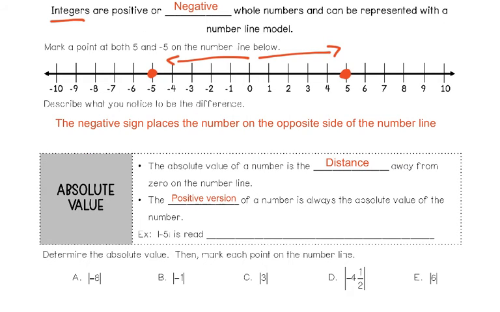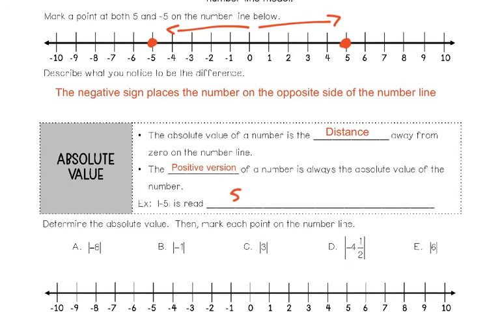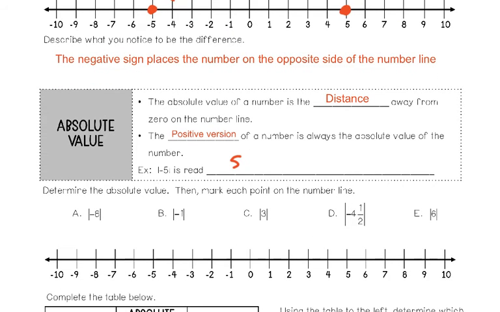This means that no matter how you slice it, the positive version of the number is the absolute value of the number. So for example, if I put an absolute value, this is what the absolute value symbols are, basically two little bars, and it squishes out the negative. So this absolute value of -5 is just 5. And there's some more examples here. It says determine the absolute value, then mark each point on the number line.